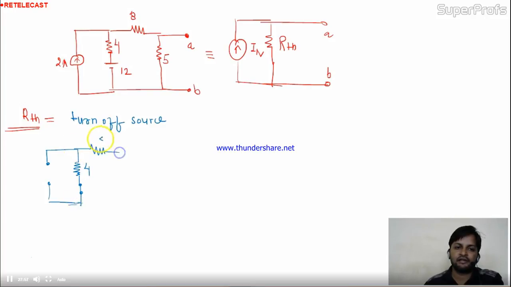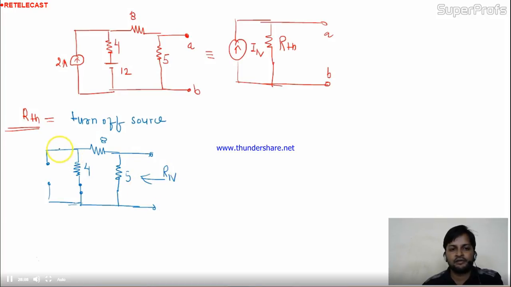This is 8. This is 5. Like this. You have to calculate Rn over here. So this is the open branch. 8 and 4, they are connected in series. Okay. So 8 and 4, 12.